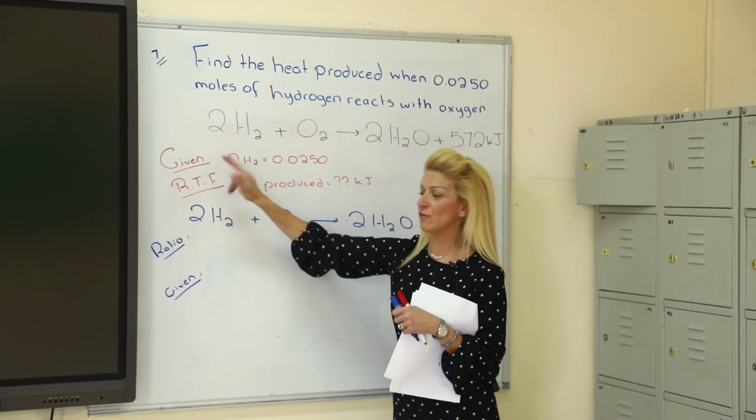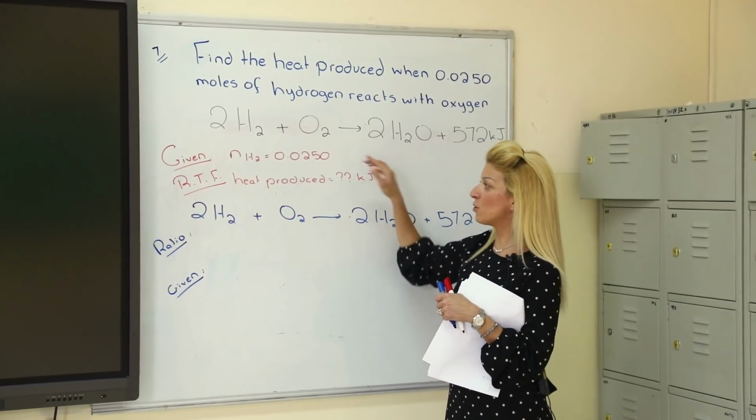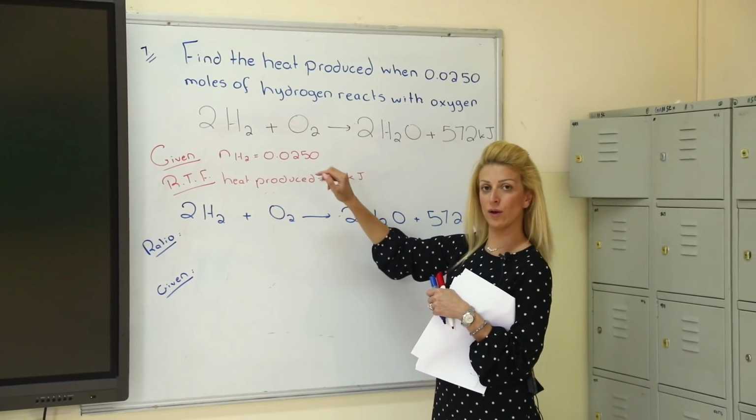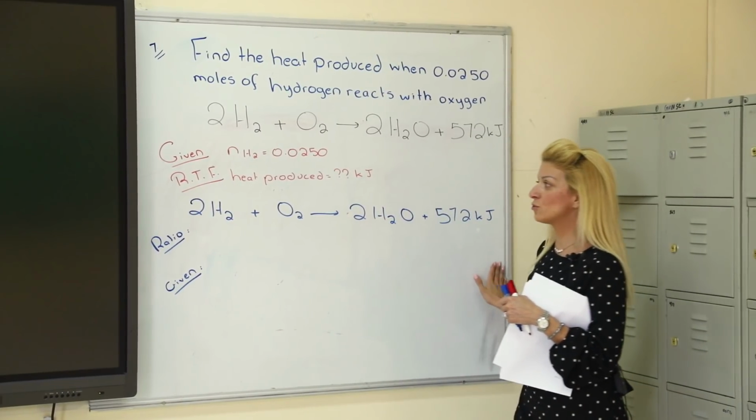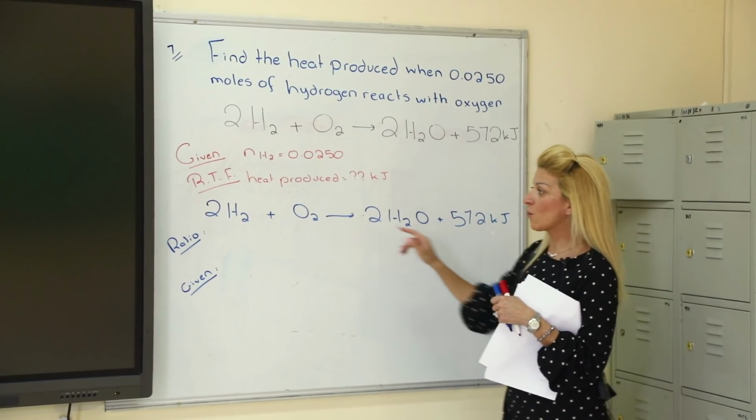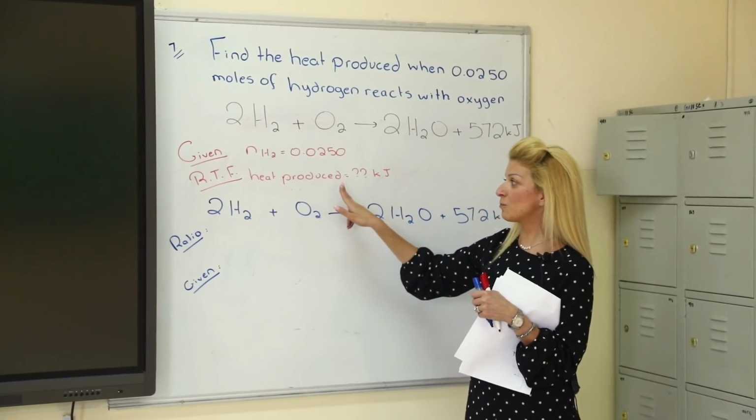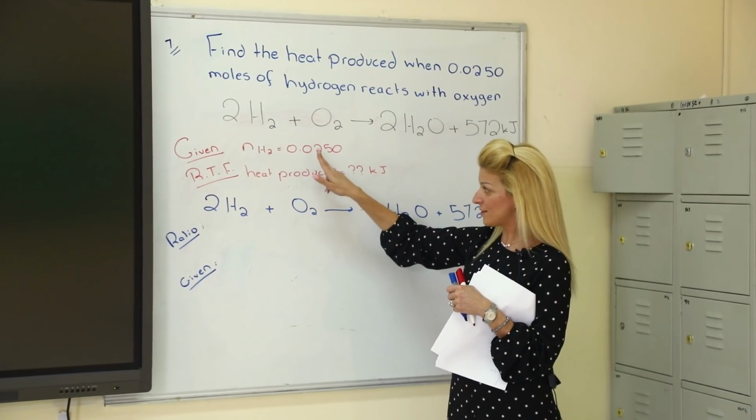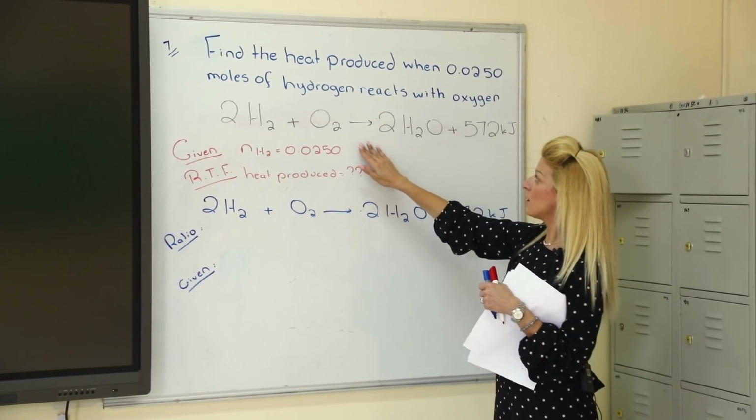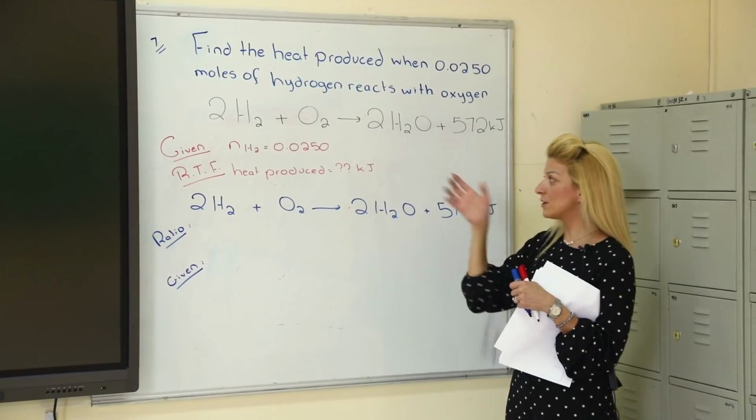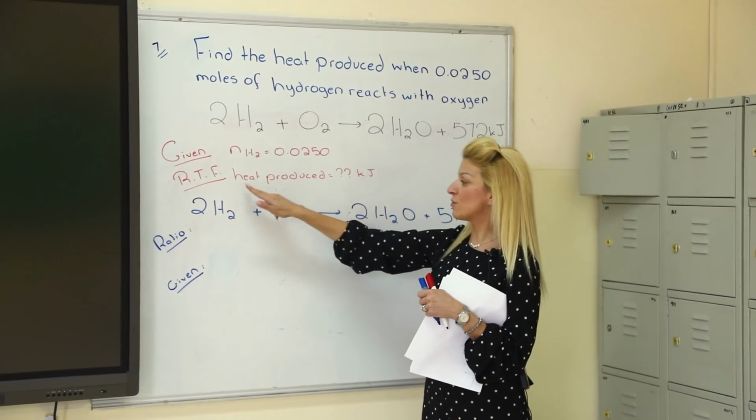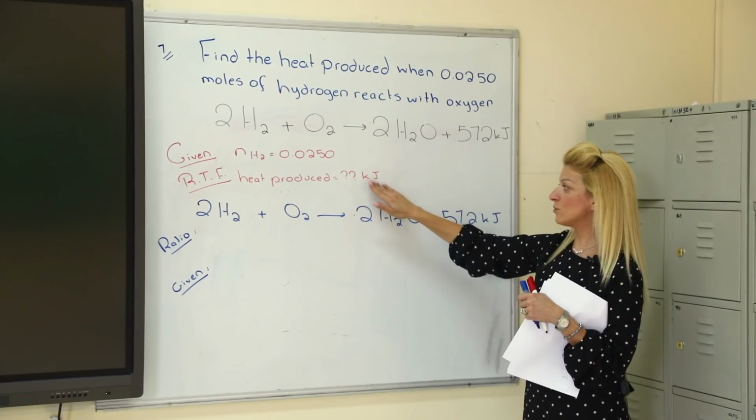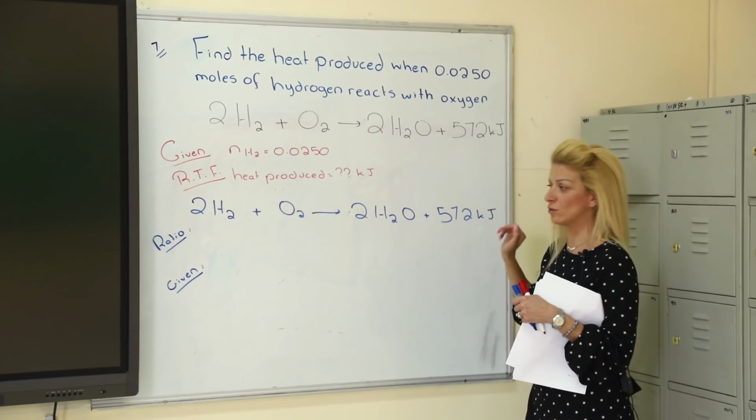So we write the given. Given number of moles of hydrogen equals 0.0250. Required to find is the heat produced when this many moles of hydrogen reacts with oxygen according to the equation. So the required to find is the amount of heat produced in kilojoules.